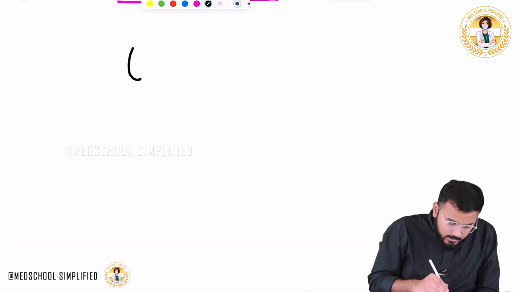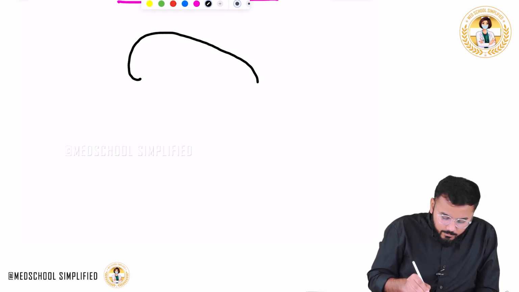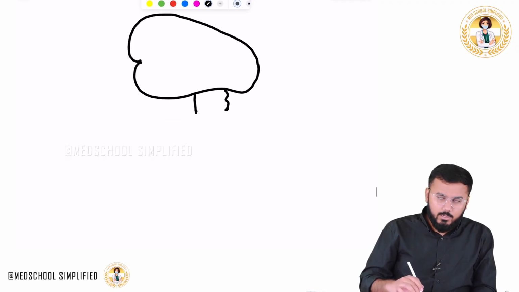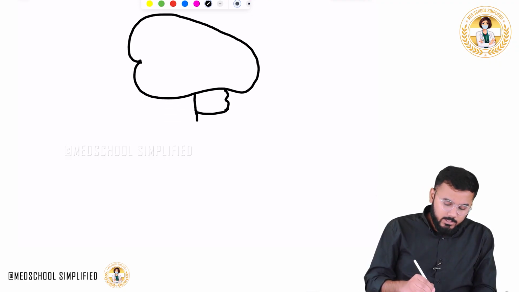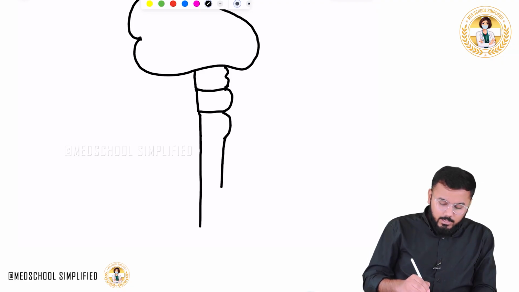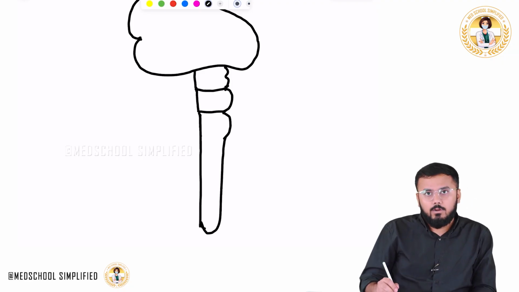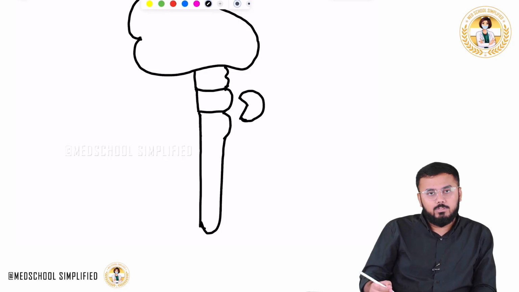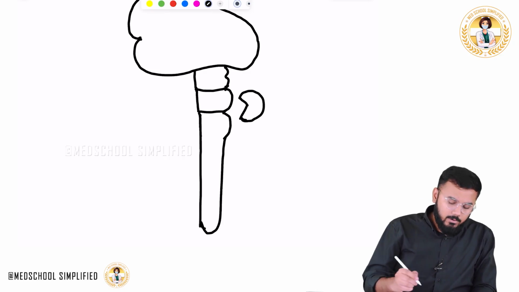Let us say that this is your cerebral hemisphere. Here you have got your midbrain. Now after this midbrain, the next important structure is your pons. After this pons, the next important structure is your medulla oblongata. Just beneath your medulla oblongata, continuing down, you have got your spinal cord. And all of you should know that on the back side you have got your cerebellum. Now where is this interpeduncular fossa?